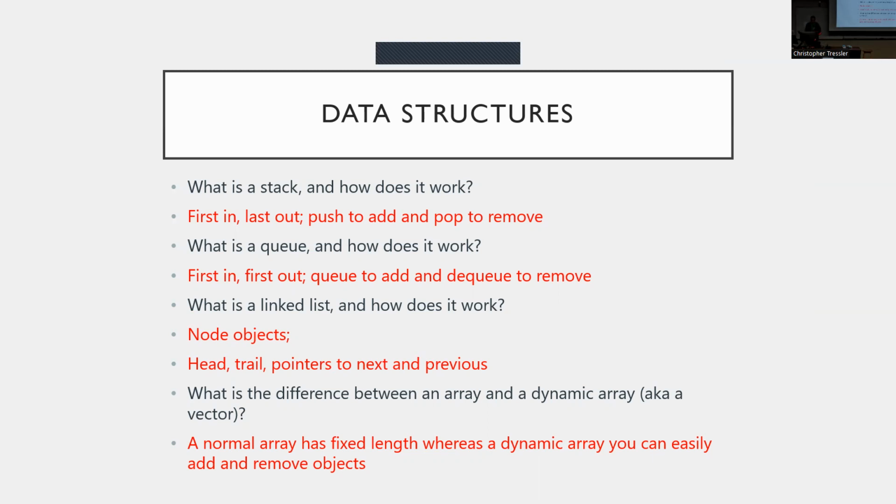Then we have what's the difference between an array and a dynamic array, aka a vector. Basically, a normal array has a fixed length, whereas a vector is an object that we can import, luckily. With a vector, you can just add things in and take stuff out. You don't have to determine the size beforehand. That also means you can create a vector without any values at first. It can have nothing in it, and then you can add to it. Whereas if you create an array with nothing in it, it's completely useless. Don't do that.